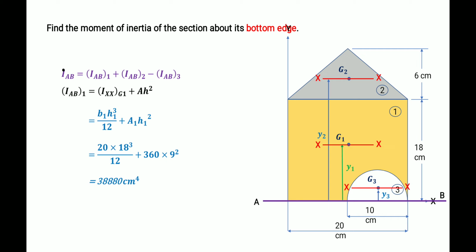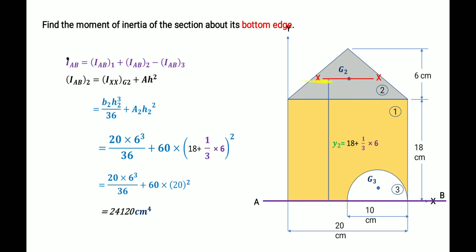Here IAB1, IAB2 minus IAB3, so three sections are there. For the first section, Ixx about its own centroid is given by the formula b h cubed by 36, plus A h squared. Here h means the distance between its own centroidal axis and the axis about which we need to find the moment of inertia. This distance will be y1, that is 9. So area into 9 squared we will get. So the distance between the parallel axes will be y1, the midpoint of 18, that is 9 squared.